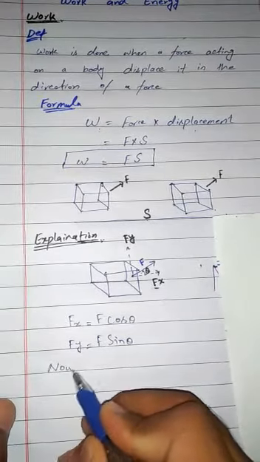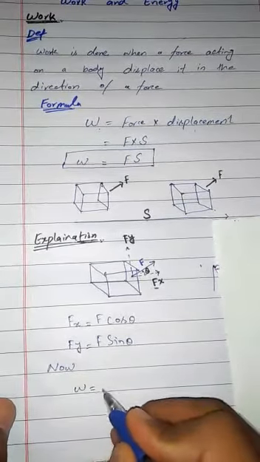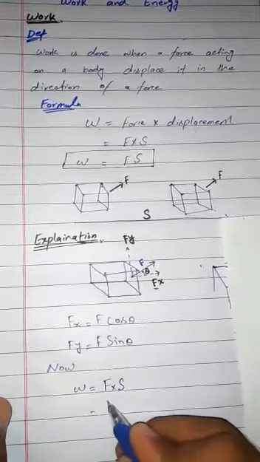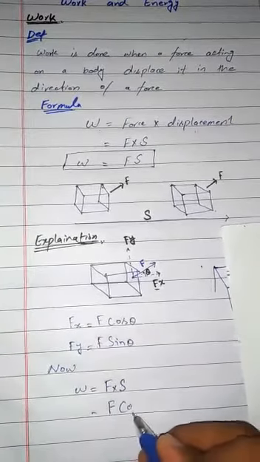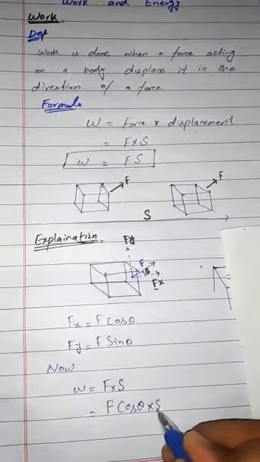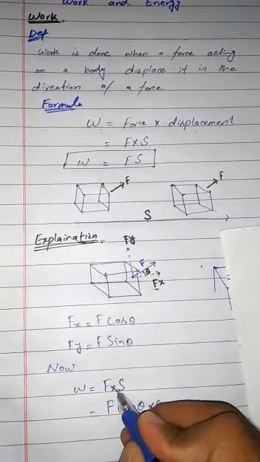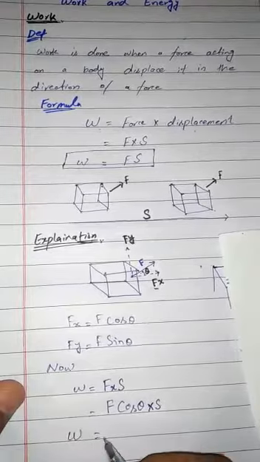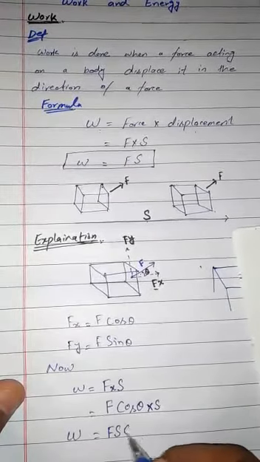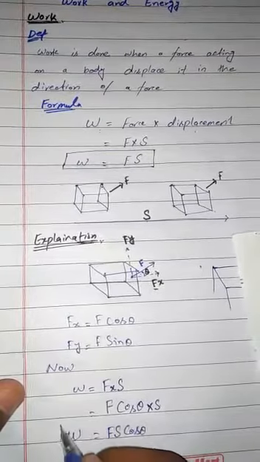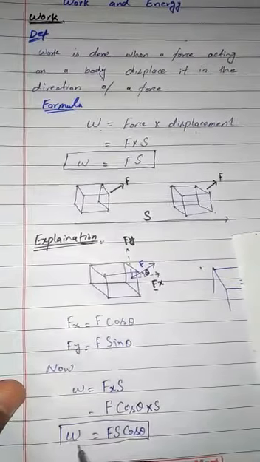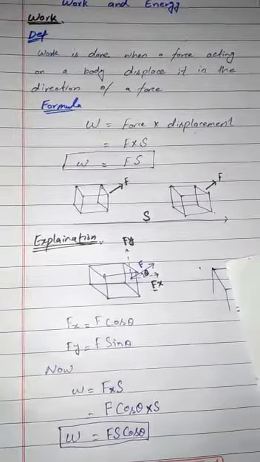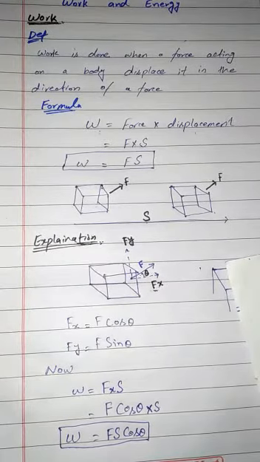Now work done is Fx times S, so Fx is equal to F cos theta multiplied by S. So it can be written that work done is equal to F S cos theta. This is our work done. Definition again: work is done when a force acting on a body displaces it in its direction.